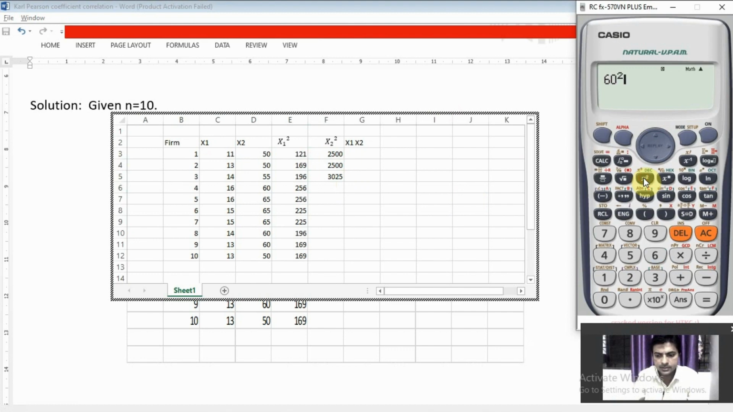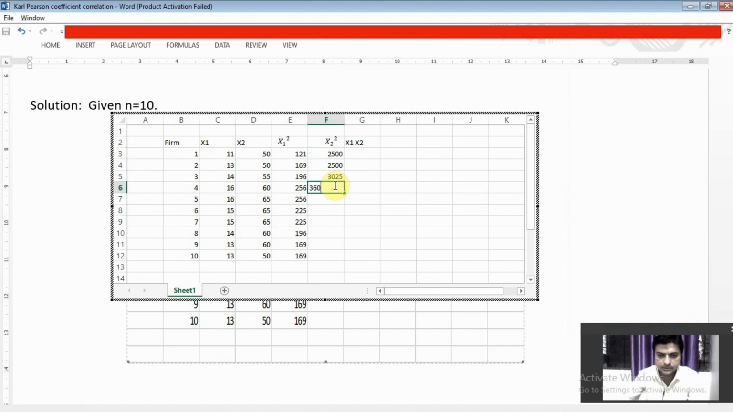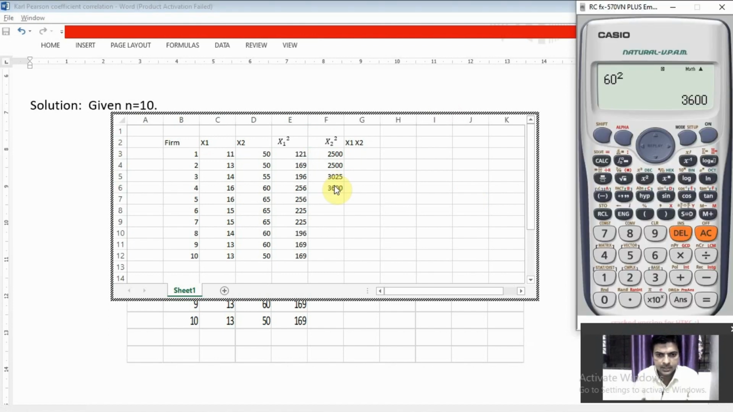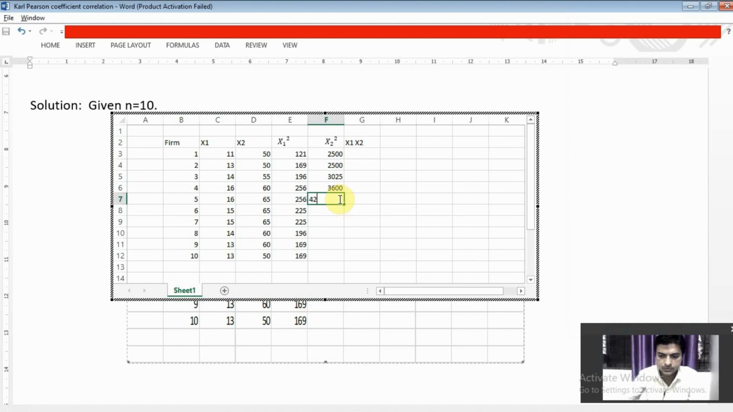So you must be fast in your examination. 60 square is 3600. Next we have 65 square, 4225. The next ones are also 4225. Next one is 60 square, 3600. Again 3600. And 50 square is 2500. So x1 square and x2 square you have done.